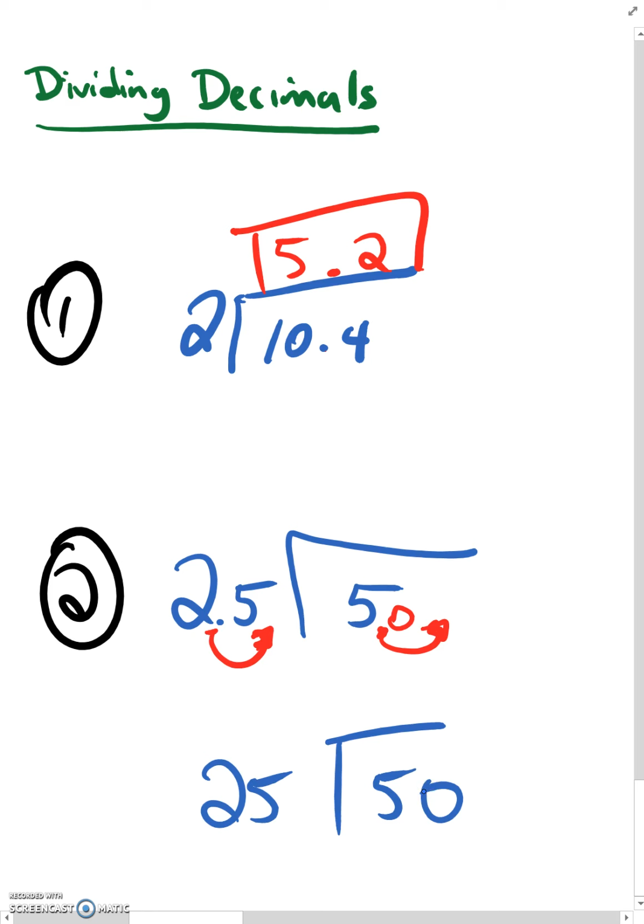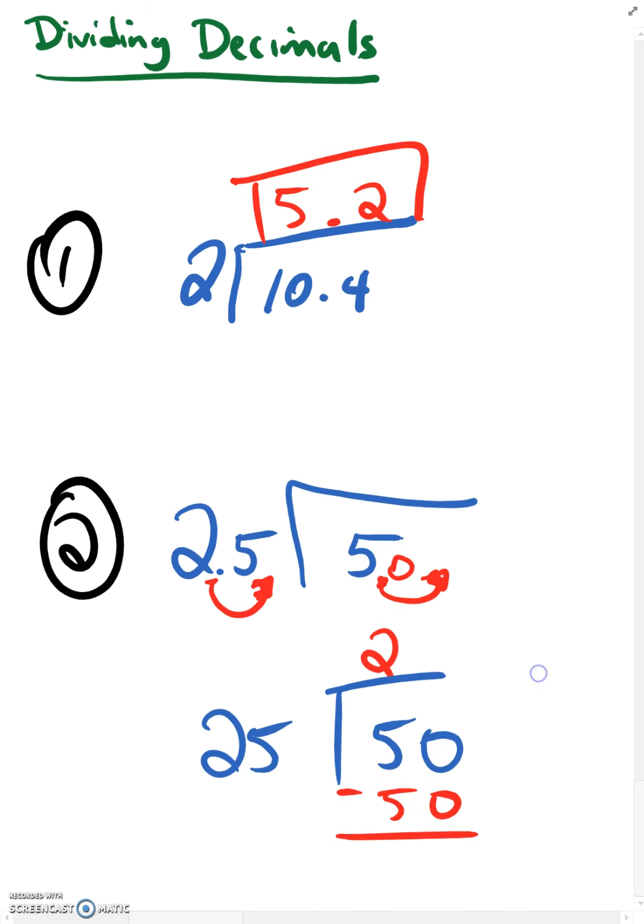And then after that, we would just divide normally. So we would ask ourselves, how many 25's go into 50? And if we remember money, there are 2 quarters in 50 cents. So how many 25's go into 50? Well, 2. 2 times 25 is 50. 50 minus 50 is 0. And that's your answer.